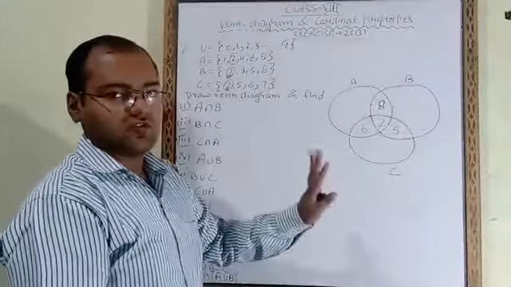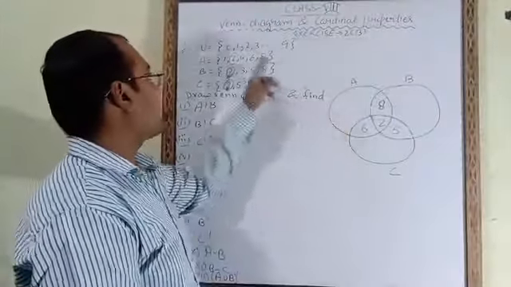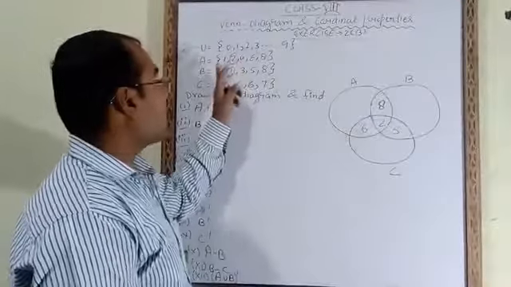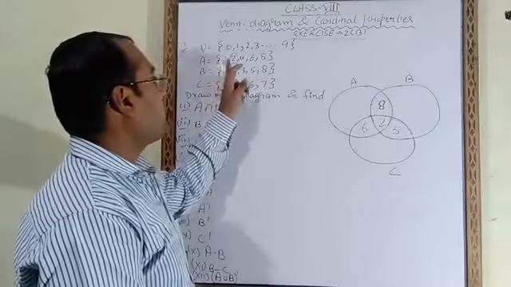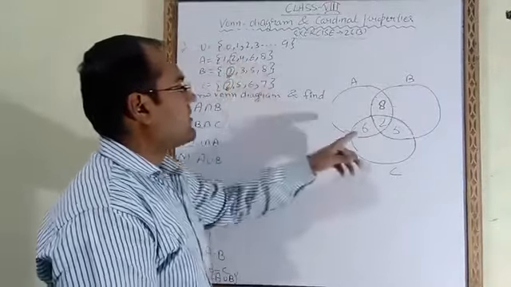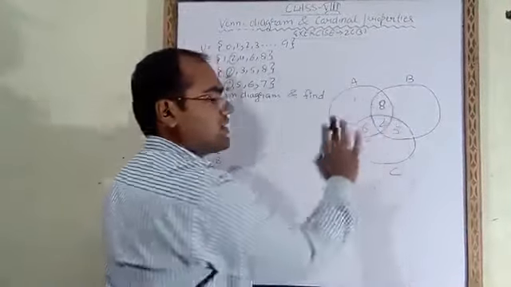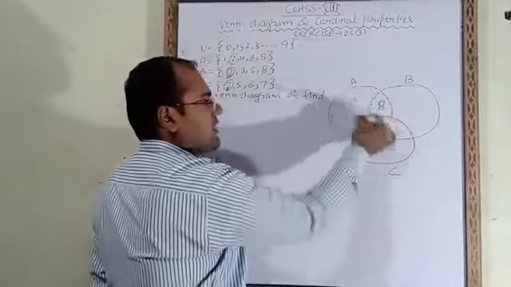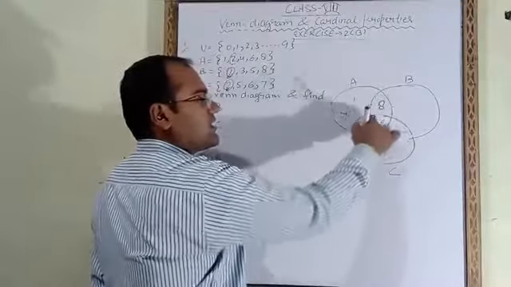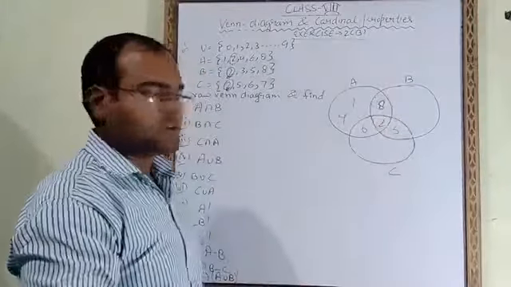Now intersection is over. Now we have to write A elements. What are the elements of A? 1, 2, 4, 6, 8. 1 is not written here in the A, so we will fill here 1. 2 is written there. 4 is not written in A, so we fill 4. 6 is written there. 8 is also written there. Now A elements are over.